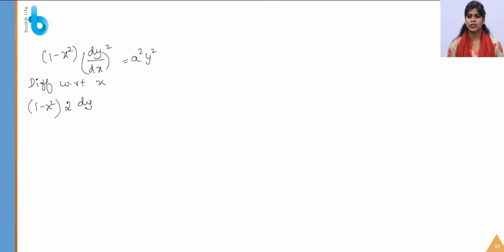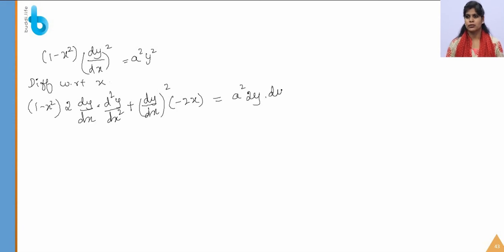So 2 into dy by dx, and on differentiating dy by dx we will get d square y by dx square, plus vu dash is dy by dx the whole square, and u dash is minus 2x, equal to a square into y square, which is 2y, and on differentiating y we have dy by dx. Now see, in both terms we have 2, that we can take out, and this 2 I can cancel.